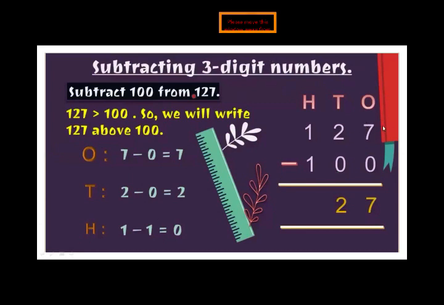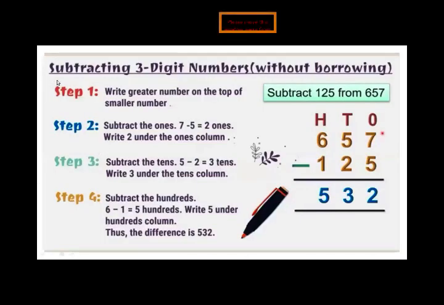Okay. So first of all, hundreds, tens, units, this is 3 digit subtraction. First of all you write 127 then 100. So starting from ones, 7 minus 0, 7, 2 minus 0, 2, 1 minus 1, 0. Okay. Now move to next, subtracting 3 digit numbers without borrowing. Borrowing and without borrowing, I will give you this concept after this.